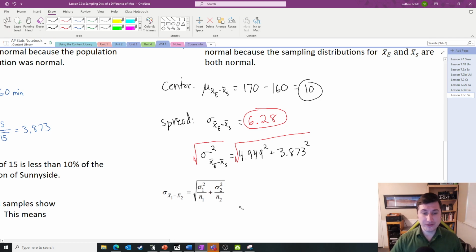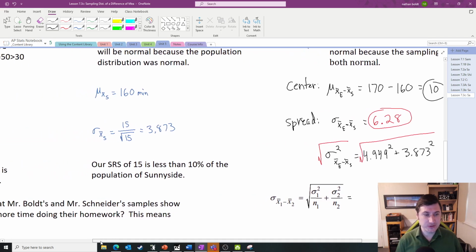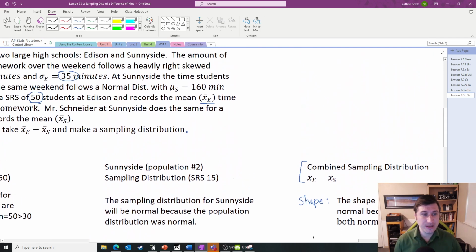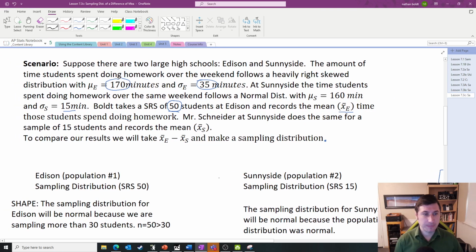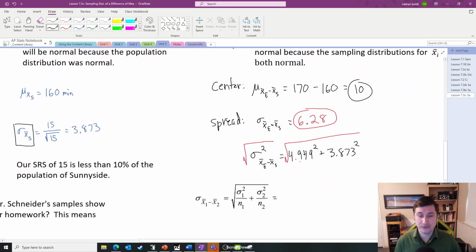But what formulas oftentimes do is they start from the beginning. They don't use middle steps. And so this equation doesn't look exactly like ours because it's not using the middle steps of these sampling distribution standard deviations. This equation on the AP sheet goes all the way back to the beginning and uses the standard deviation of the population, the 15 minutes, and the standard deviation of this population, the 35 minutes. It goes all the way back to the beginning. And so if we plug in the 15 and the 35, that's how this formula works.